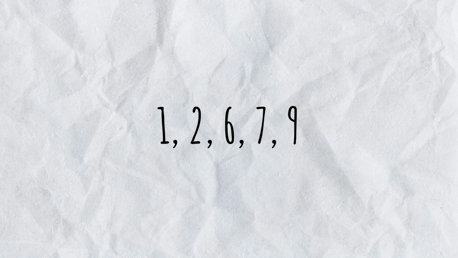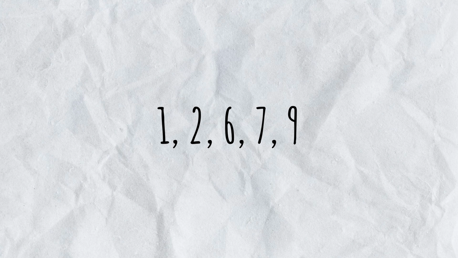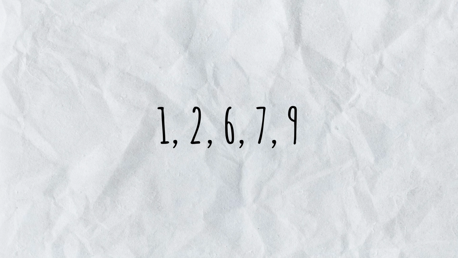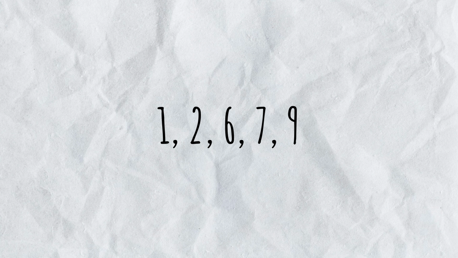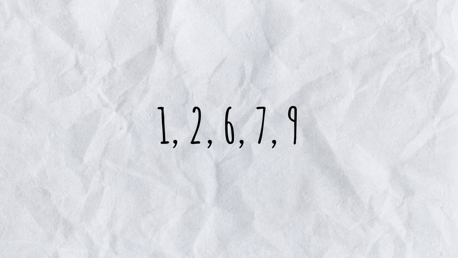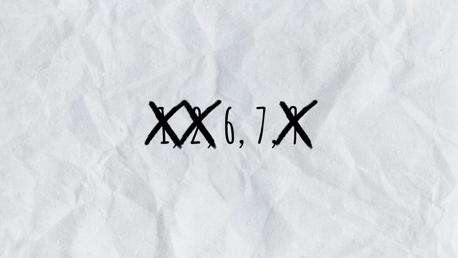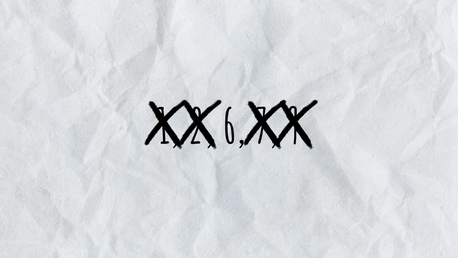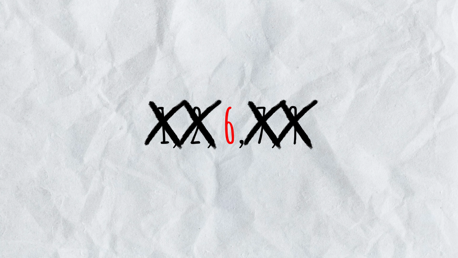So guys, if we put these numbers in order, we should have the following numbers. We should have 1, 2, 6, 7, and 9. Then once you've done that, guys, you'd use the exact same method as you did before by crossing the numbers off one by one. And when you do that, you should get the answer of 6 as your median.